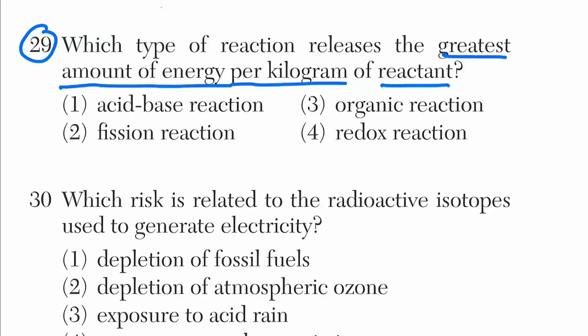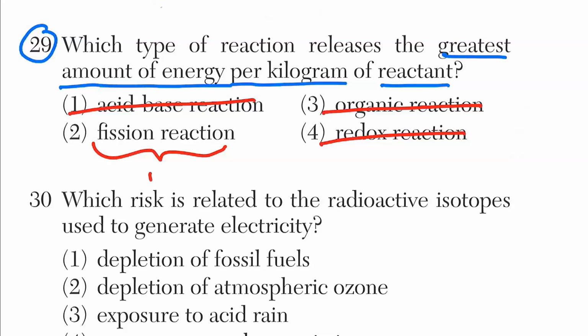So if you look at these reactions, acid-base reaction is a chemical reaction. Organic reaction is a chemical reaction. Redox reaction is a chemical reaction. A fission reaction, that's nuclear bombs, or those are the reactions that are in nuclear reactors where a small amount of fuel, like uranium-235 or 233, when it's split by a slow moving neutron, can produce a lot of energy. It can make a bomb out of it or a reactor.